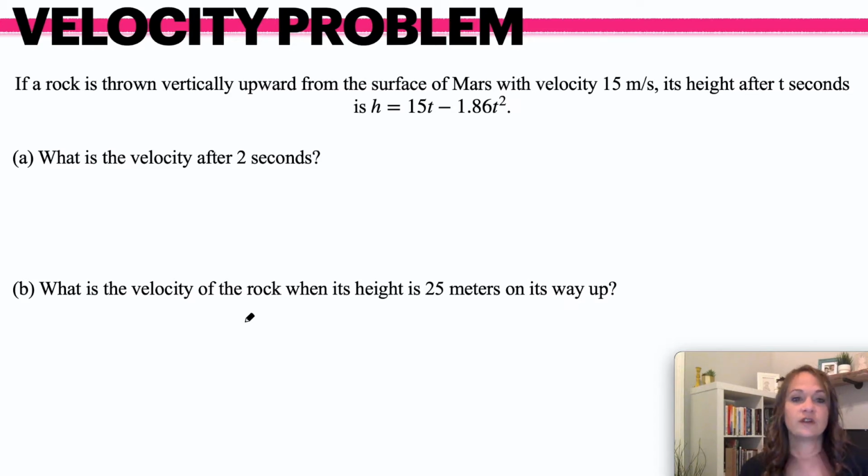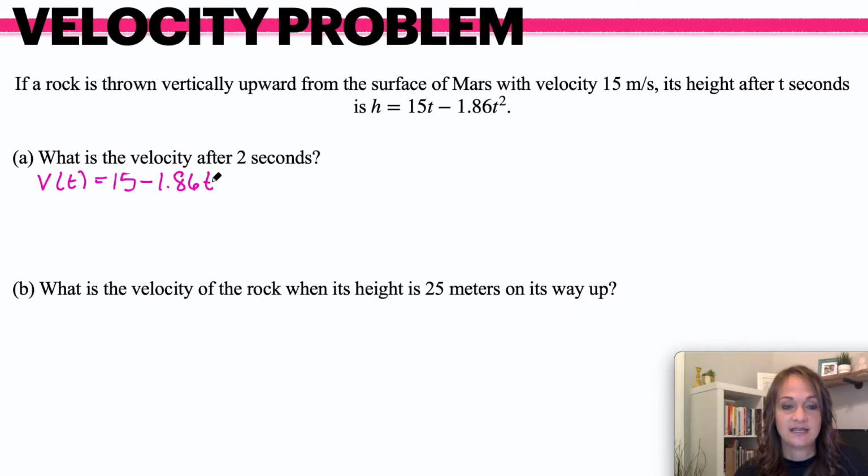If a rock is thrown vertically upward from the surface of Mars with some velocity, then you would have this function represented by that. Let's say a rock is thrown vertically upward from the surface of Mars with the velocity. The height is going to be represented by this function. What is the velocity after 2 seconds? Well, the velocity is the derivative of the position. So to find the velocity, I'm going to take the derivative, which is 15 minus 1.86 t squared.